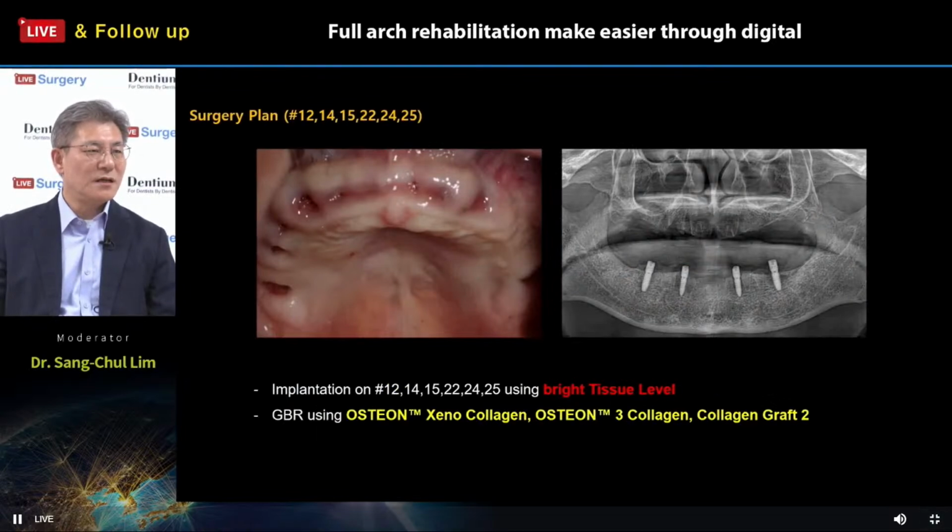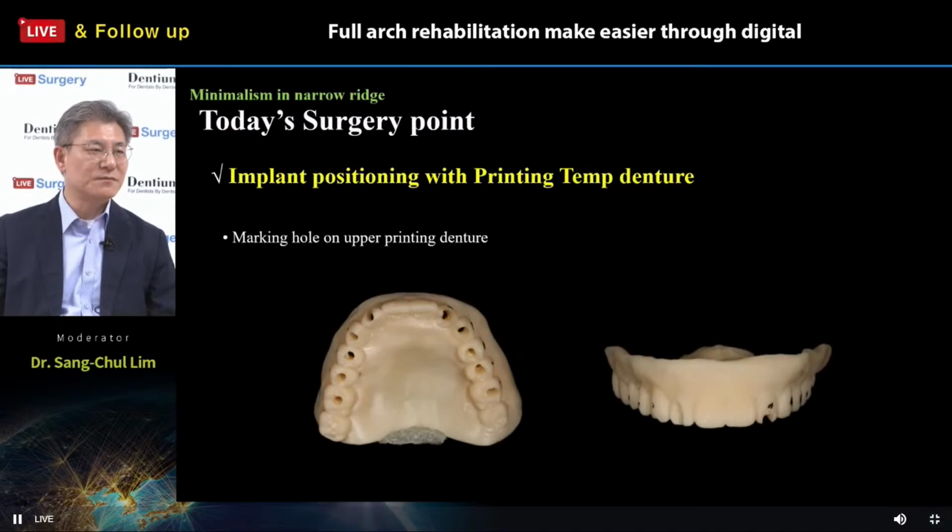Okay, the surgery plan is here. Implantation on number 12, 14, 15, and 22, 24, 26. The 6 implants were planned. At this time point, you want to have a Bright tissue level, and also a simultaneous GBR procedure using Osteogeno Collagen, Osteon 3 Collagen, and Collagen Graft 2. All these biomaterials are essential for simplified GBR procedures and make GBR easier.